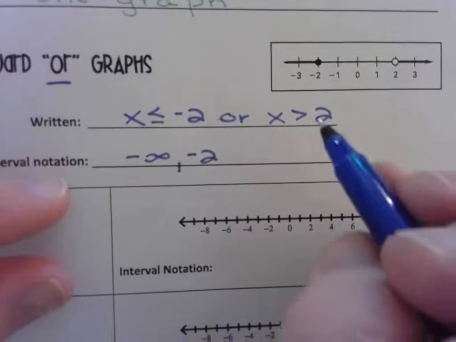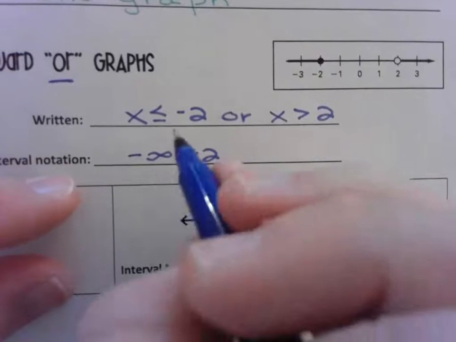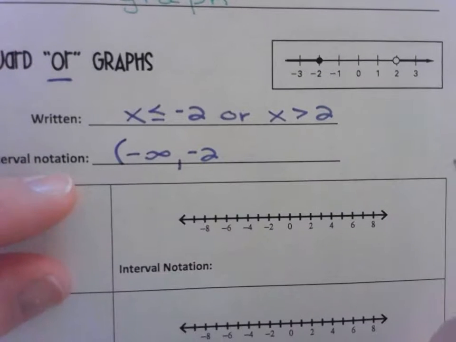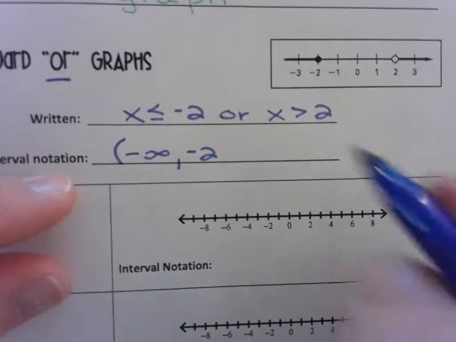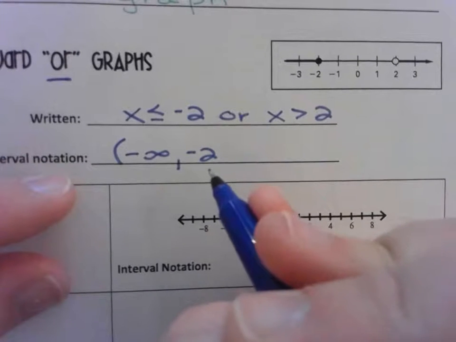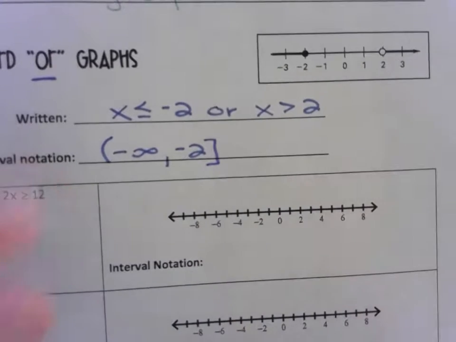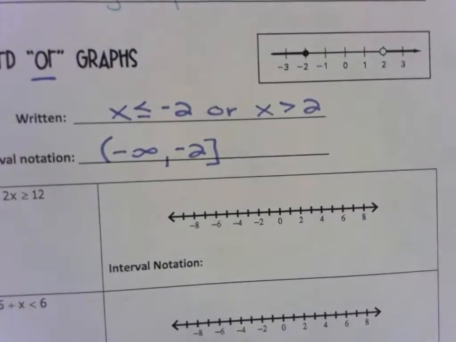Let's think about my brackets. What will go with negative infinity? Parentheses. You always put parentheses with infinity, whether it's negative or positive. And then what's going to go with the negative 2? Square bracket, because it's a filled-in circle. So it's the same thing we did, you just do it twice.